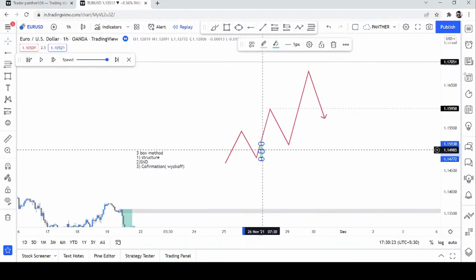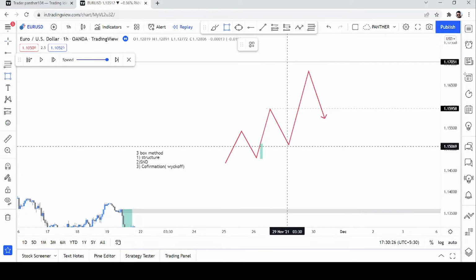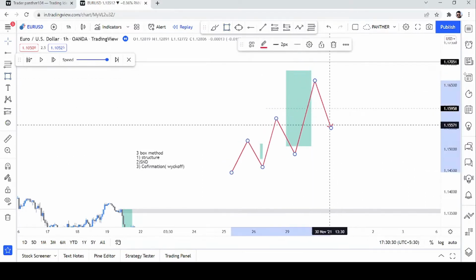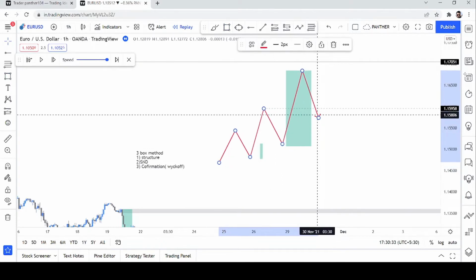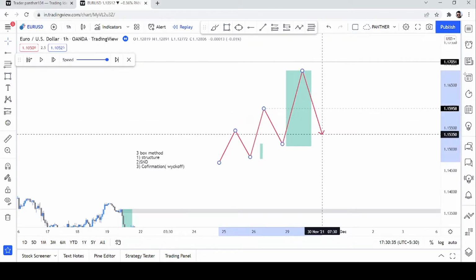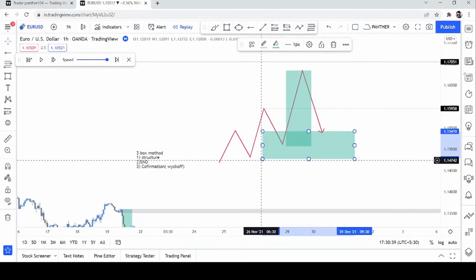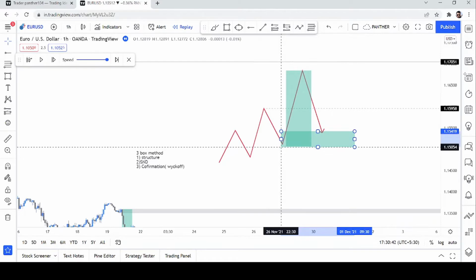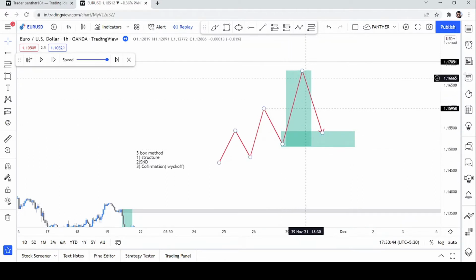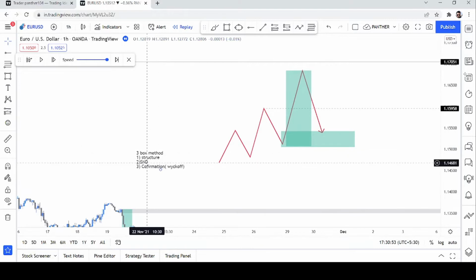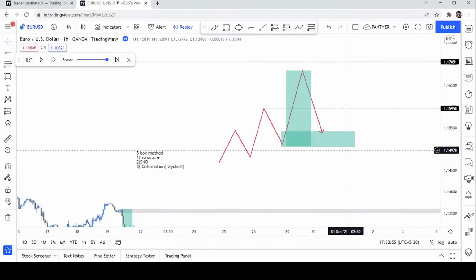So now this will be our first box. And what are we expecting? We are expecting that price will come to its supply or demand zones. In this case, it's a demand zone. We are expecting it to come to our order block. So the order block, the demand zone, will be your S&D. This is going to be your second box.